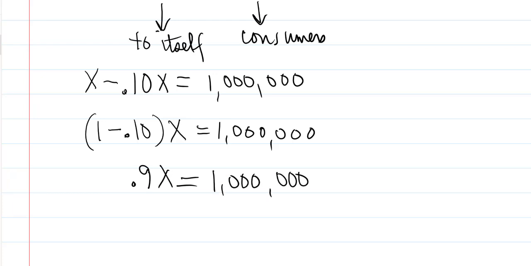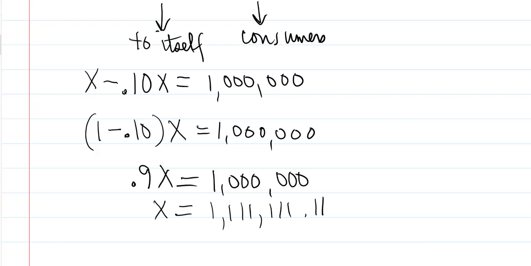And to solve for x, I just divide both sides by 0.9. So x is 1,111,111 dollars. It's not so important what that number is, but you can see it's more than a million. A million goes out to consumers, and the rest is going back to itself for production.